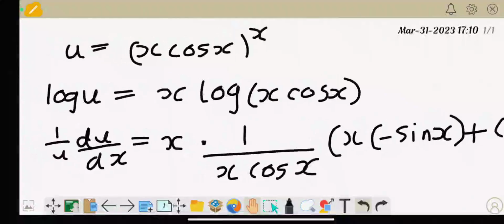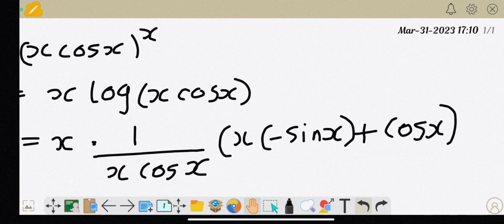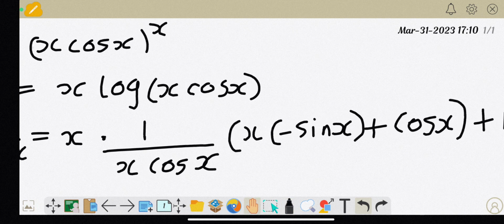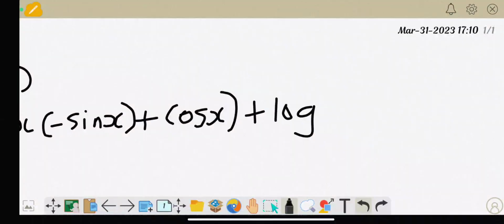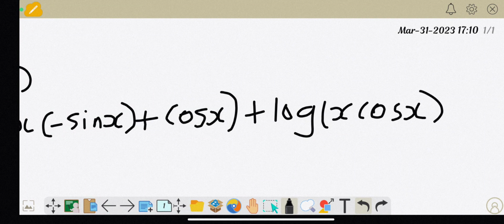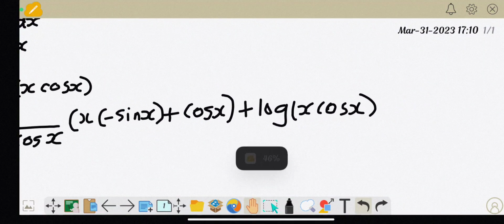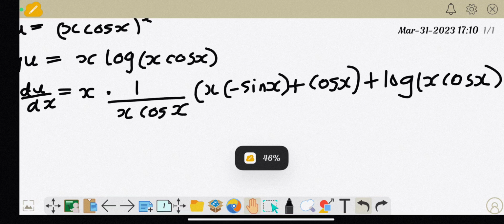Plus second into differentiation of first. So second function as it is, log x cos x. So what is differentiation of first? First term is x, right? Differentiation of x is 1, so I will not write it. So you got the answer in this form, correct?